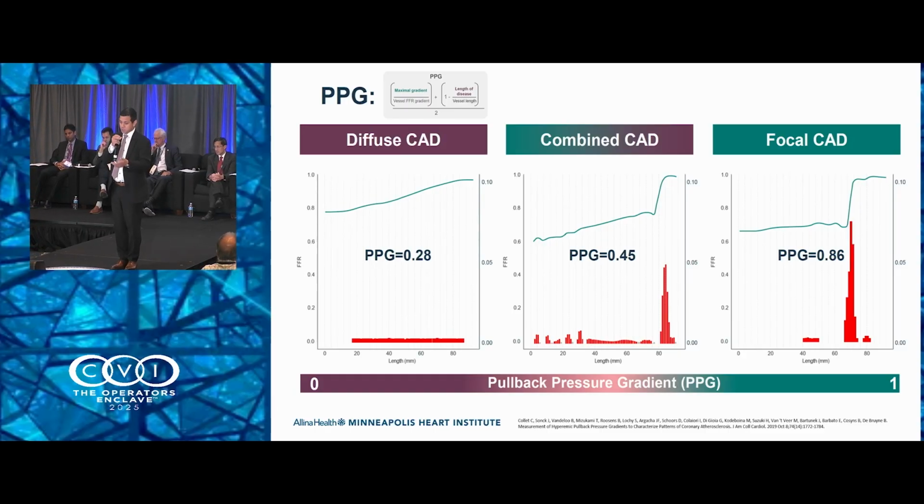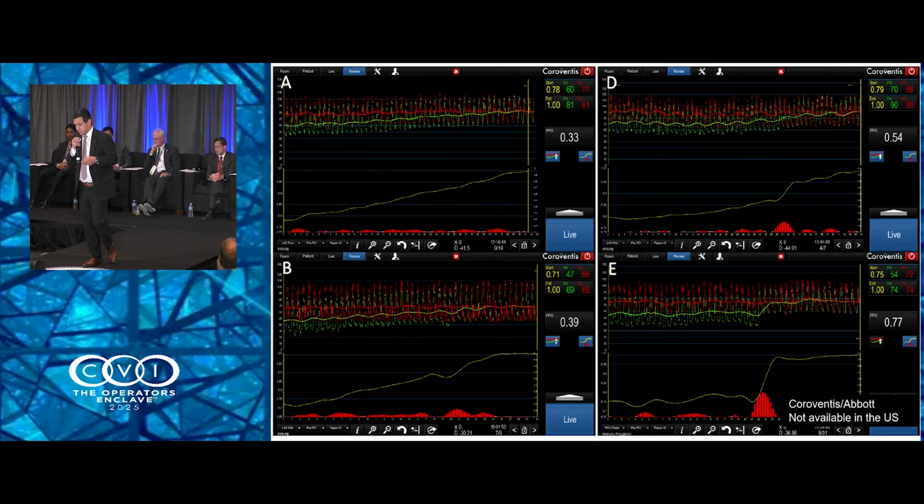You might be hearing more of this. This is the landmark publication by Carlos Collet and colleagues a few years ago, in which they were able to take the relationship between the length of functional disease and the maximal FFR gradient across the FFR pullback on the vessel, and put that into an equation that gives you one number that goes from 0 to 1. The higher it is, the more focal the coronary artery disease; the lower it is, the more diffuse. I think we can all agree that there are a number of cases where it's pretty obvious, but there are a number in the gray zone where this will help us objectively understand what phenotype they have.